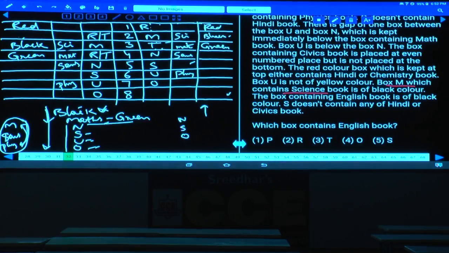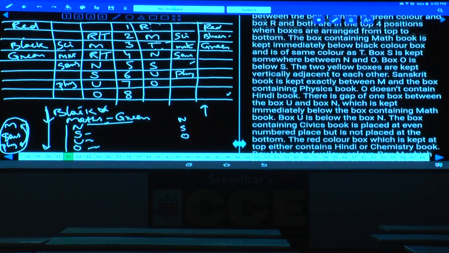And the box containing the English book is of black color. English is again black color. As English is black color, S does not contain Hindi or civics. As Hindi and civics are left over, then what else is left over here? S, tell me.